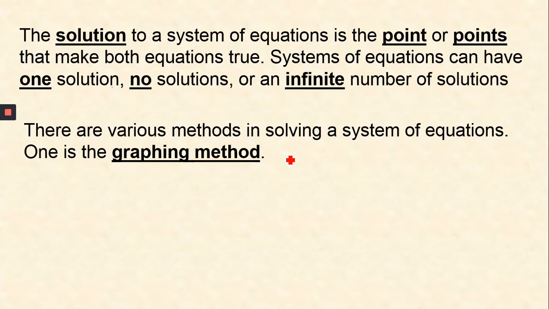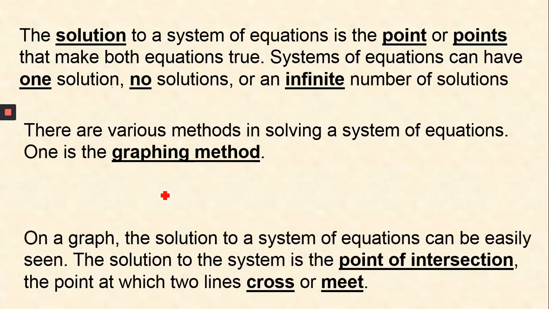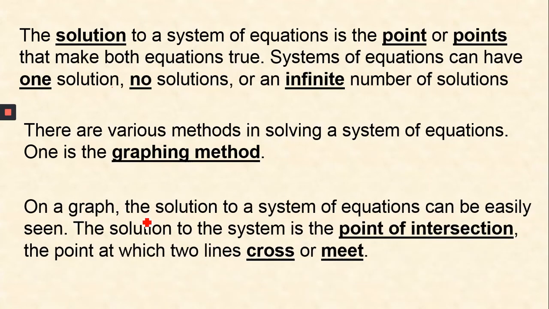There are various methods in solving a system of equations. One is the graphing method. On a graph, the solution to a system of equations can easily be seen. The solution to a system is the point of intersection. It is the point at which the two lines cross or meet.